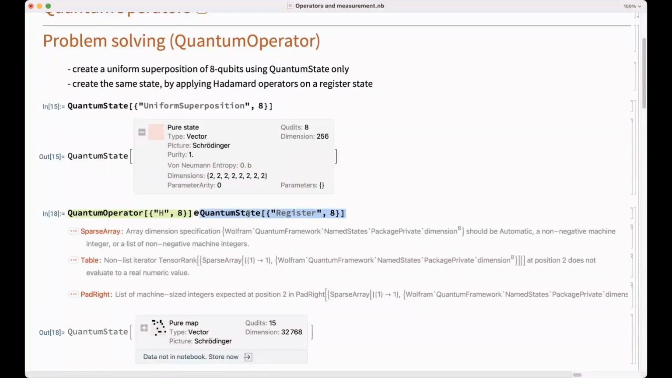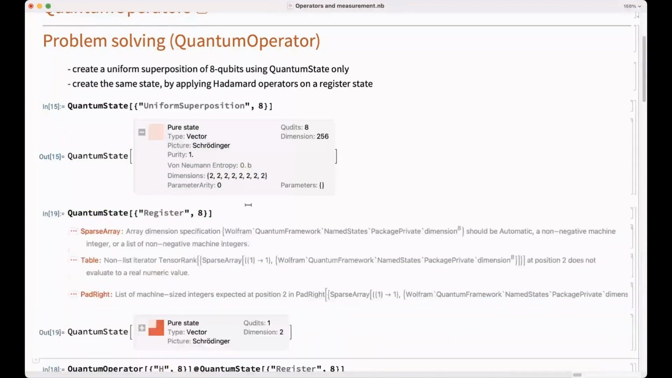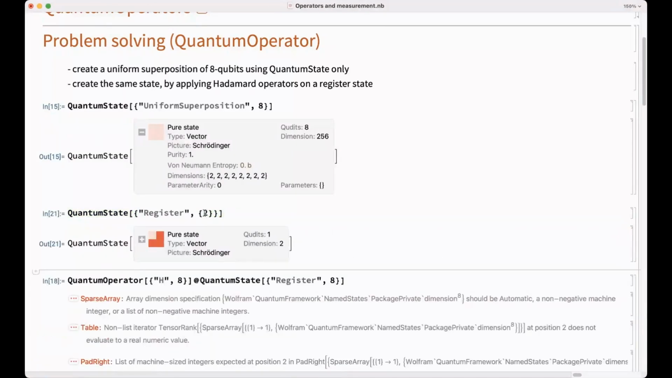Is it really an 8-qubit one? Okay, interesting. This one, did they break it? Hold on. Do it like this. Oh no.